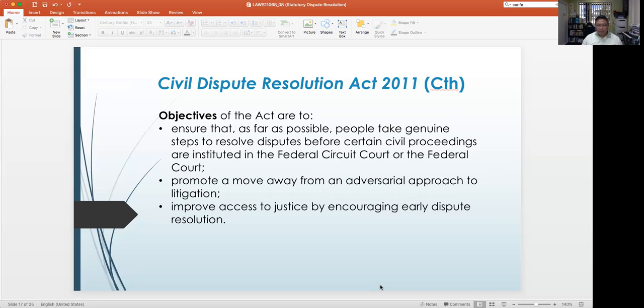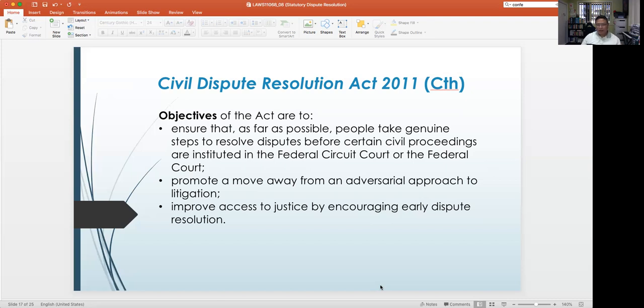The focus of the succeeding slides would be to talk about what exactly is meant by genuine steps to resolve the disputes. But try to ponder and bear in mind the question: would ADR really be a move away from an adversarial approach to litigation? How likely is that possible? Or could we say that parties undertake ADR and are still tied to the adversarial process, that even when they undertake mediation or conciliation, they're still thinking along the lines of win-lose? If I'm gonna win, he has to lose. If he has to win, I must have to lose. Not really adopting the win-win approach of interest-based negotiation, for example.